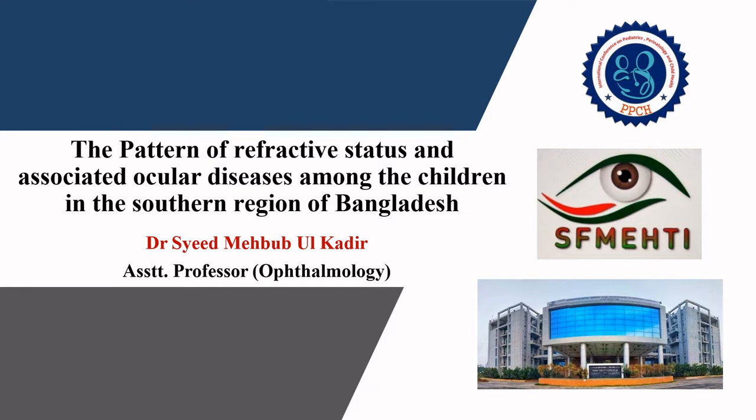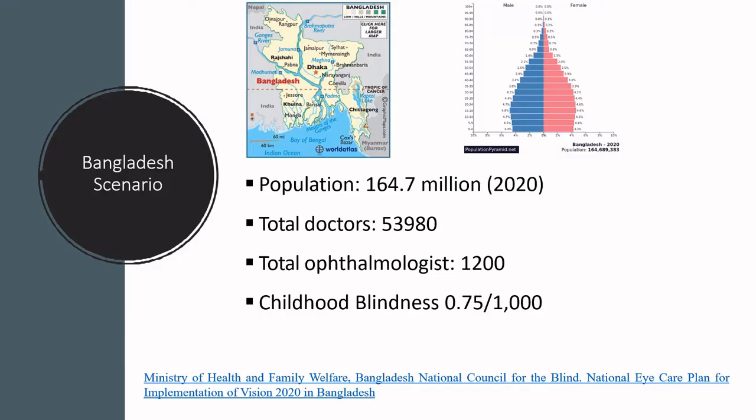Now I am going to talk on the pattern of refractive status and associated ocular diseases among the children in the southern region of Bangladesh. We know that Bangladesh is a small, densely populated country in South Asia. Total population is about 165 million. In our country, total qualified physicians are about 54,000. Total ophthalmologists account for 1,200. The correction of refractive errors is challenging due to the lack of resources.